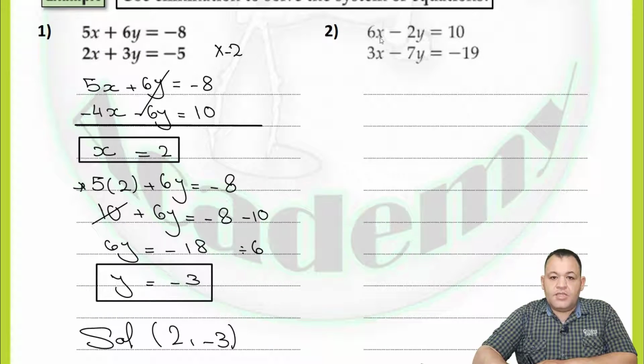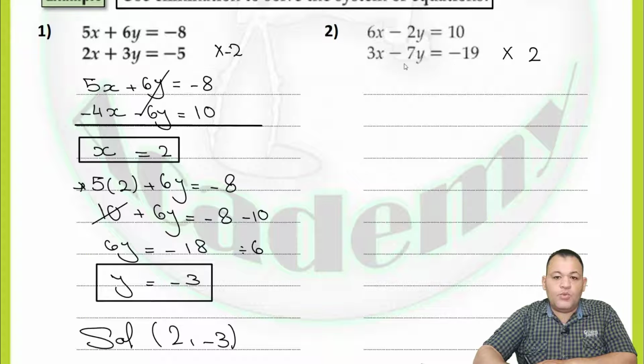Number 2. 6x minus 2y equals 10, and 3x minus 7y equals negative 19. We need to solve by using elimination, so we need the same coefficient but with different signs. For x, we have 6 and 3. They are different. For y, we have 2 and 7. They are different. But we can convert 3 to be 6 if you multiply it by 2. If you multiply it by 2, they will have the same sign, so you need to multiply by negative 2 to make different signs.